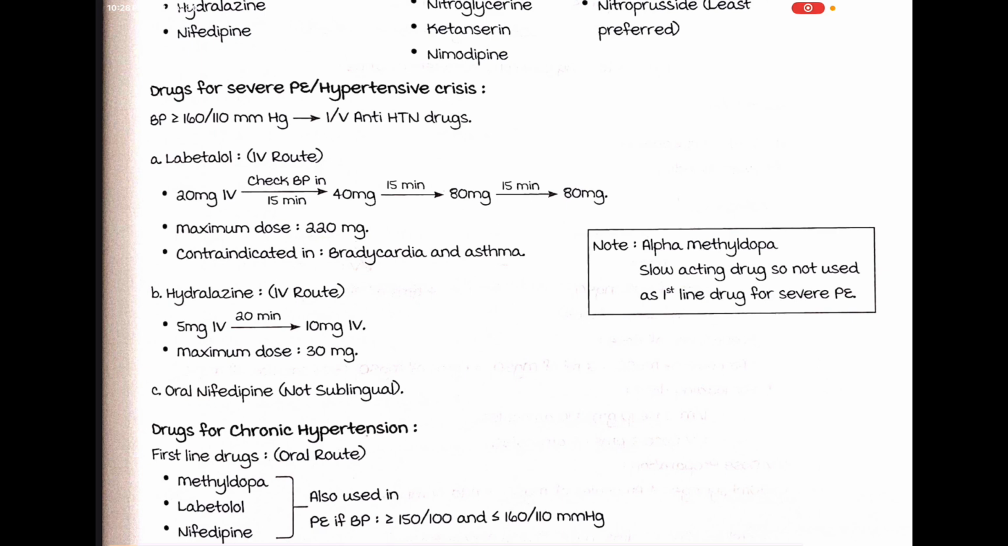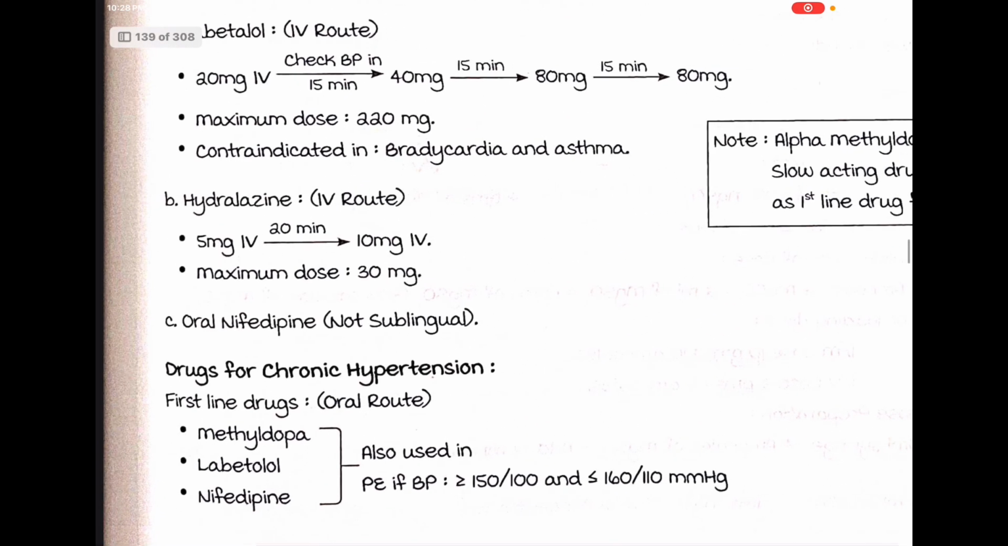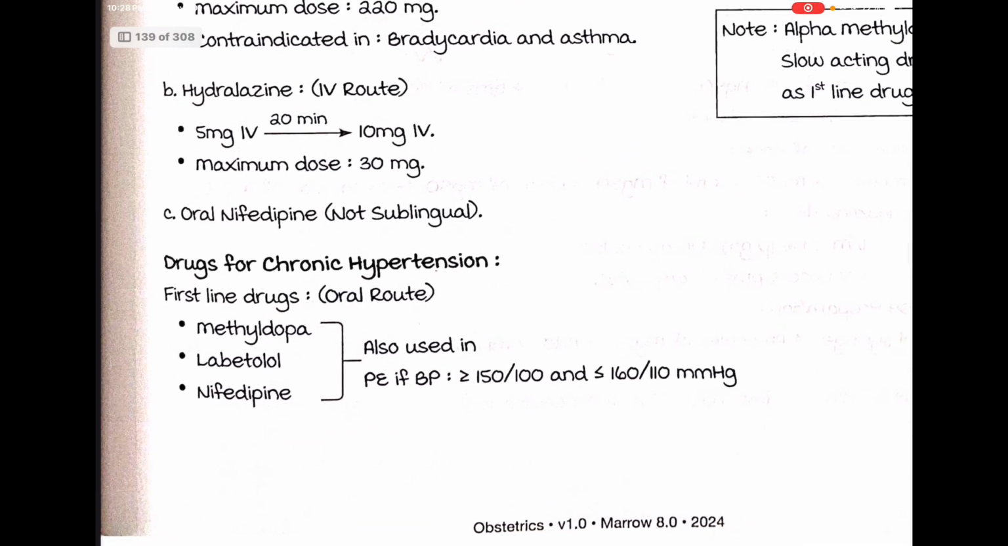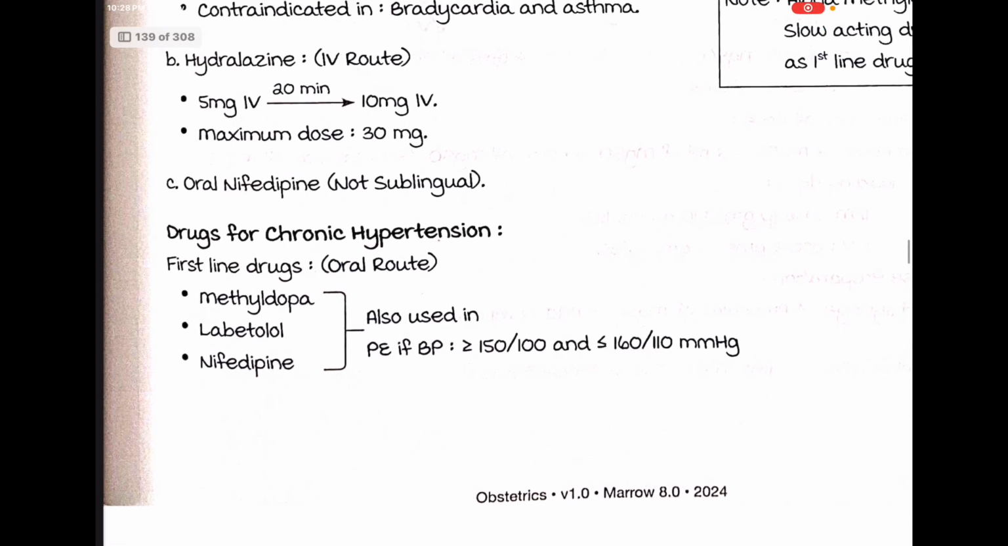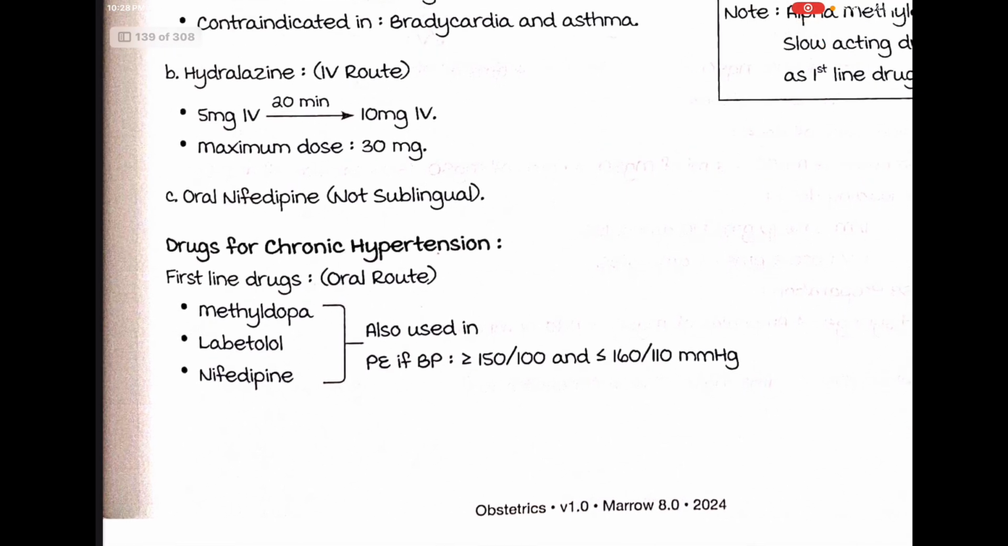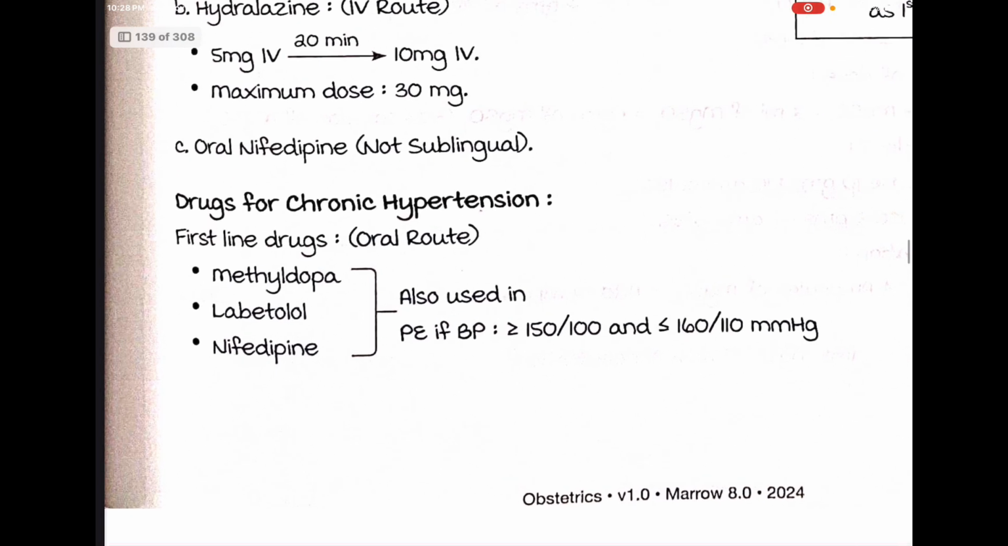Note: alpha methyldopa is a slow acting drug, so not used as first line in severe preeclampsia. Hydralazine, IV route: 5 mg IV, after 20 minutes 10 mg IV. Maximum dose 30 mg. Oral nifedipine, not sublingual.